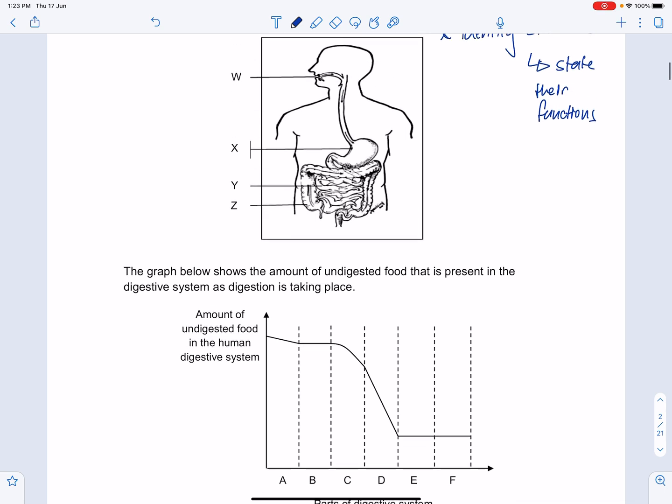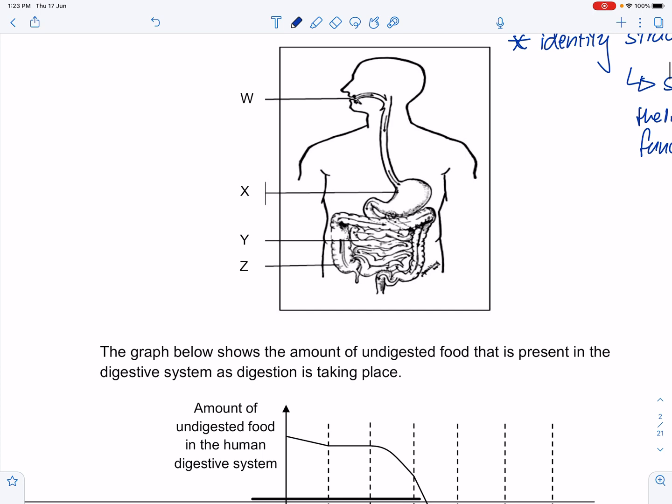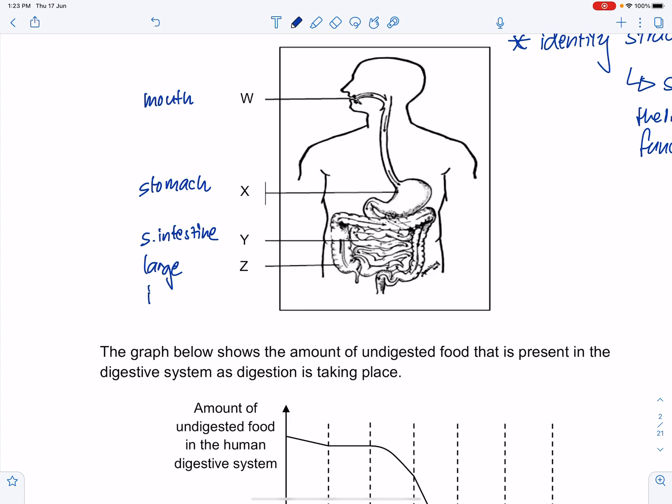Very quickly, we can do a straightforward revision on identification. This is the mouth. Moving down, we have the stomach. Then you have your small intestines, and then you have your large intestines. Just a very quick round through.